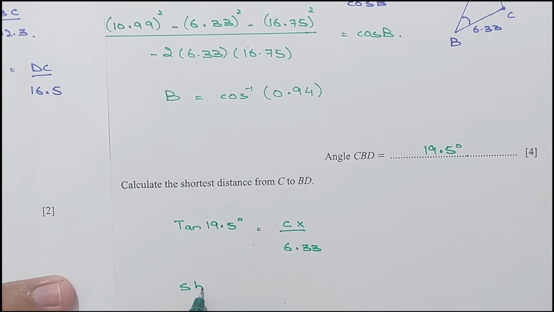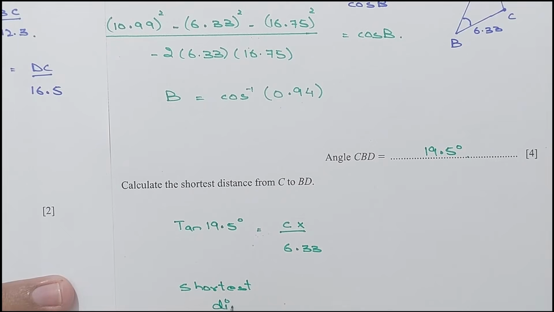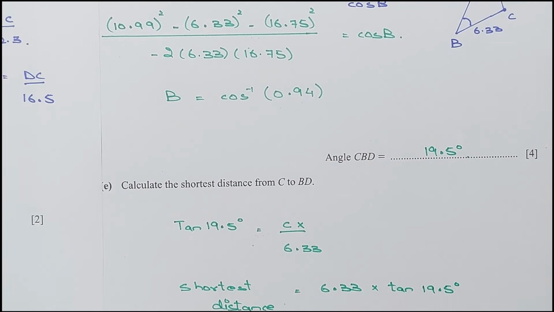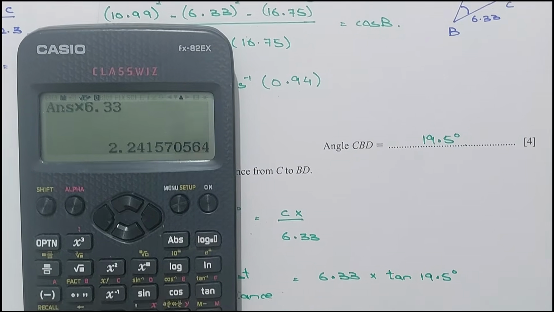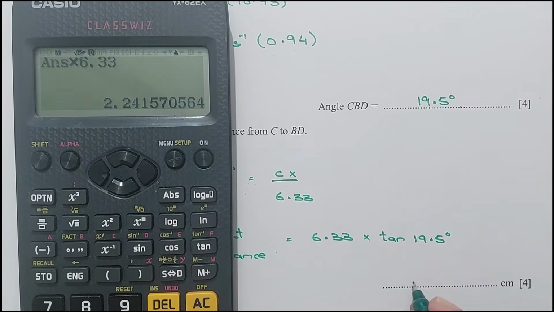So we can say that the shortest distance should be 6.33 times tangent of 19.5 degrees, right? Now let me calculate tangent of 19.5 and times it by 6.33, which is 2.24 centimeter, right?